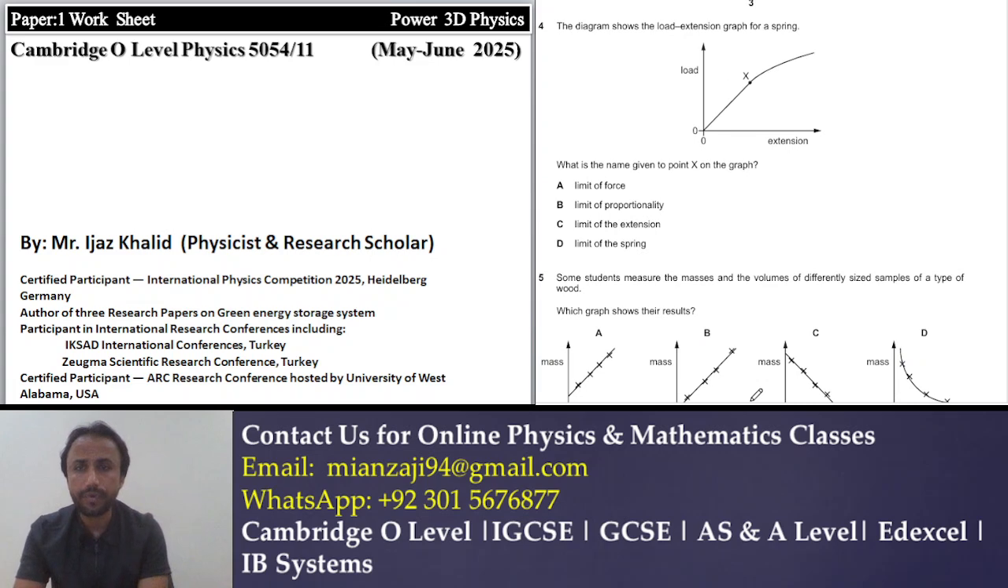First of all, read the question statement very carefully. The diagram shows the load extension graph for a spring. It means in this question we are given a load and extension graph. One axis is load and the second axis is extension. First of all, we have to understand the science behind this load and extension graph. That brings us to our worksheet.